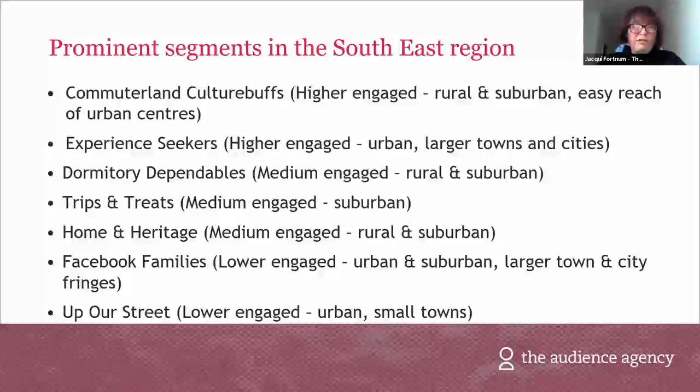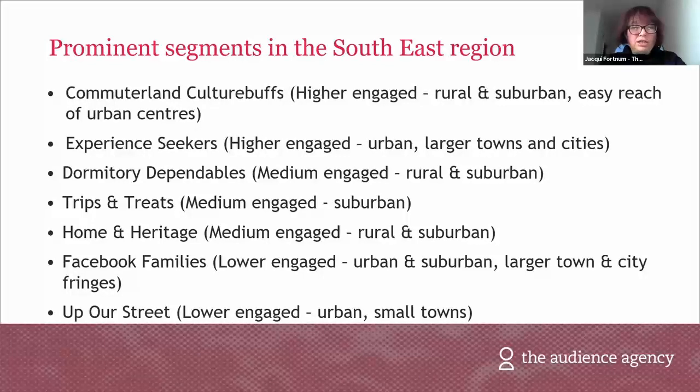Experience seekers also appear in Southeast regional populations, but in the more urban areas, in the larger towns and cities in the region. Dormitory dependables are another group who appear quite highly in populations across the Southeast, along with trips and treats and home and heritage. So all three of those segments are quite highly represented across the Southeast regions. And for museum visits in particular, trips and treats and home and heritage are two of the core audiences for museum visiting.